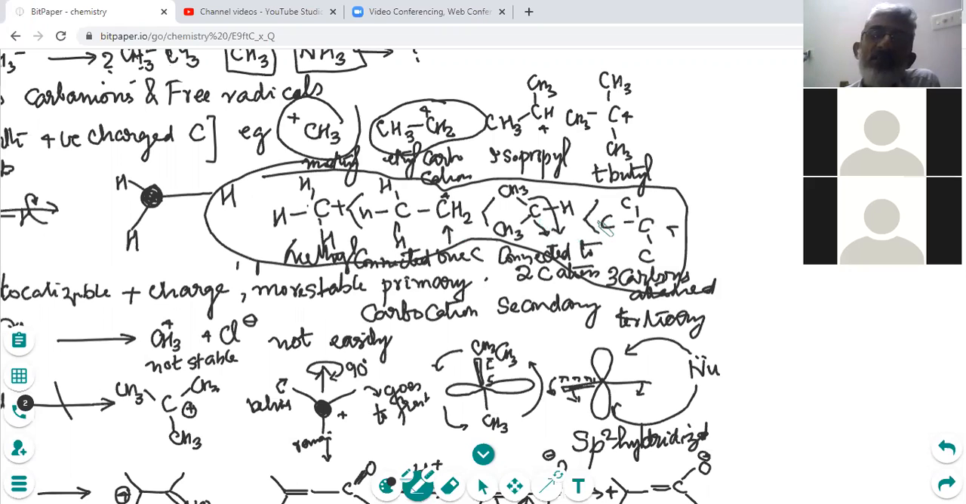And this is tertiary butyl. See here, you have CH3, CH3, and CH3. This is tertiary butyl. So the order of stability of these carbocations: tertiary butyl is the most stable one, then secondary, then primary, and then methyl. So that is the order of stability of the carbocations. Geometry we have discussed. It is trigonal planar. The hybridization is sp2.